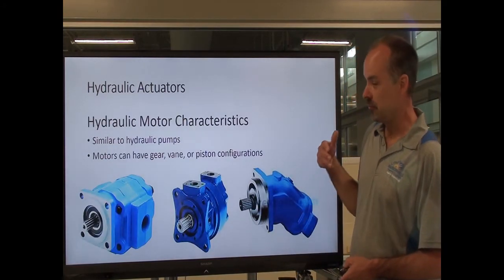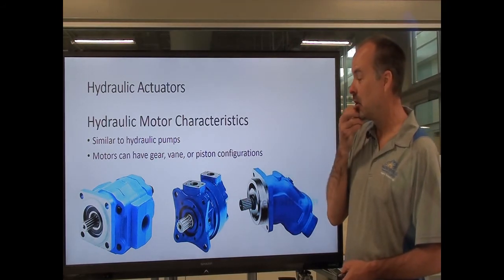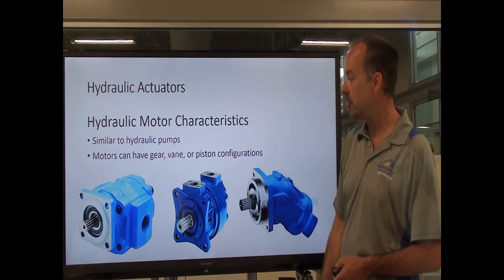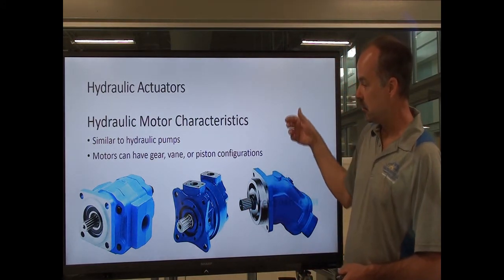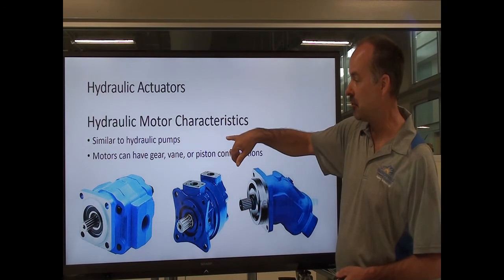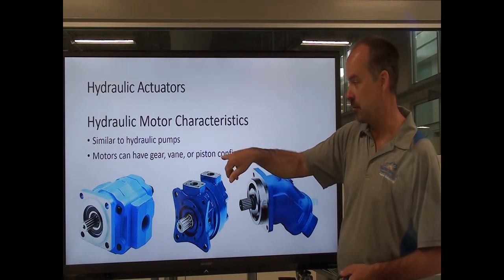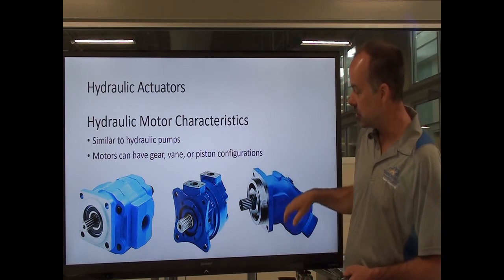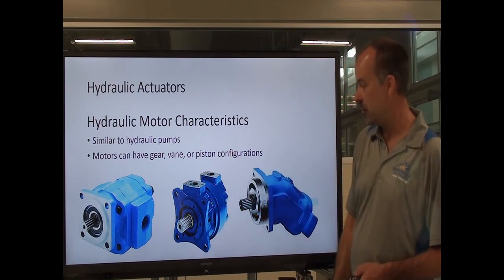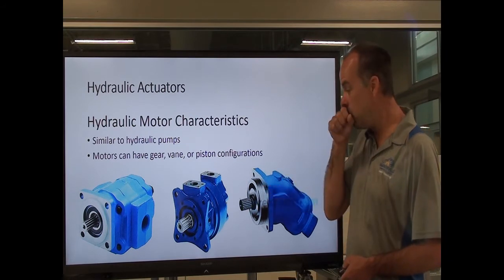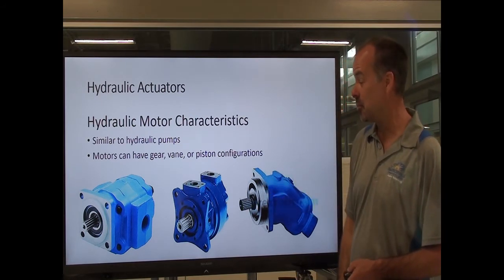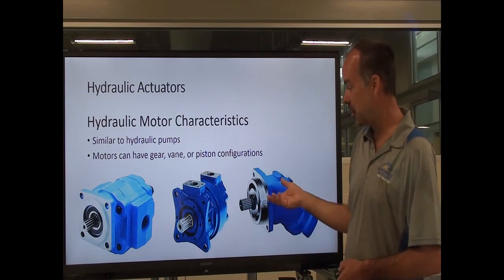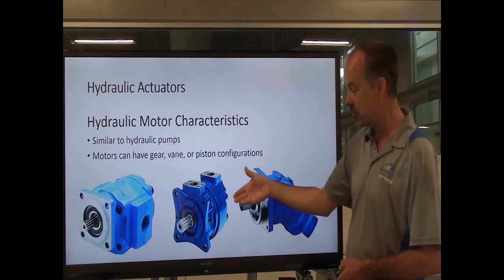So now we've talked about cylinders. Now we're going to talk about hydraulic motors, which, like I said, provide rotational force instead of linear force. And hydraulic motors are very similar to hydraulic pumps in construction. They can have gears inside, vanes, piston configurations. So, like I said, if you go back to your pump lesson, you'll find these are made very similar to the pumps. Instead of actually generating flow, it actually makes these spin.